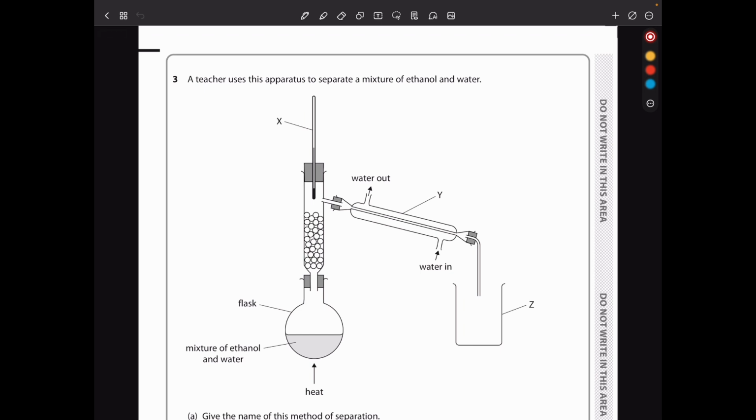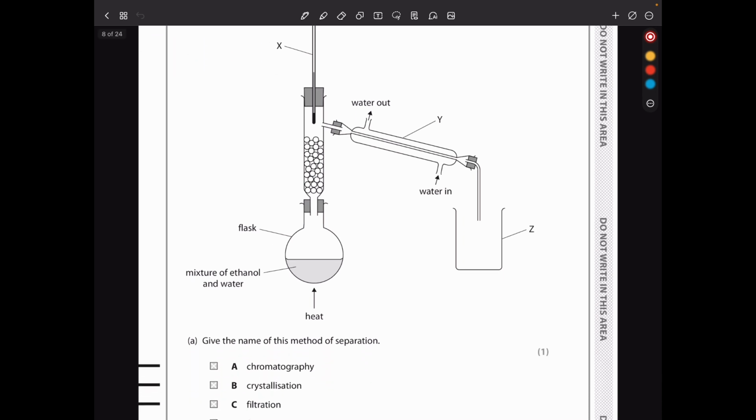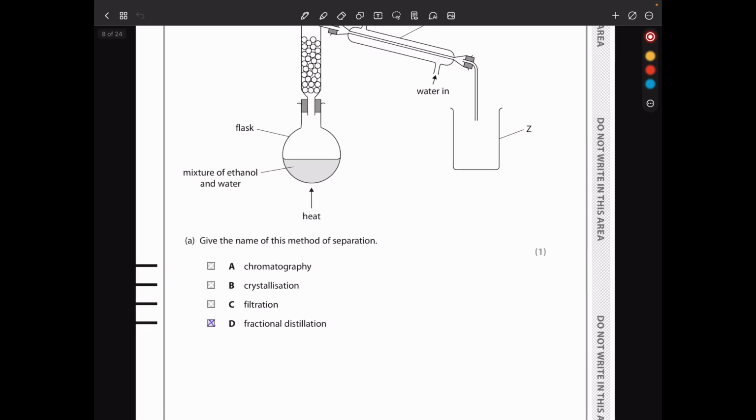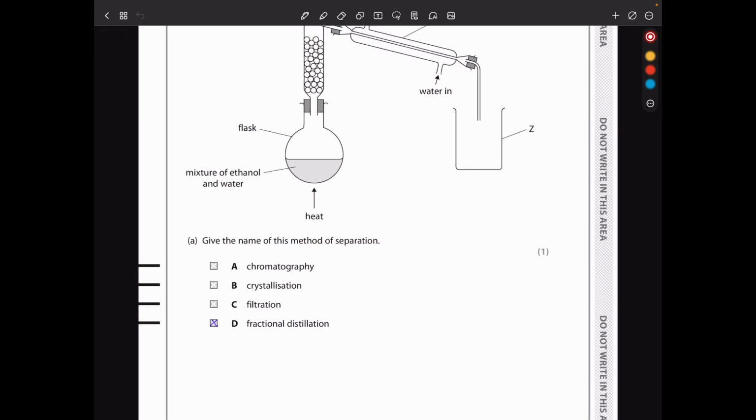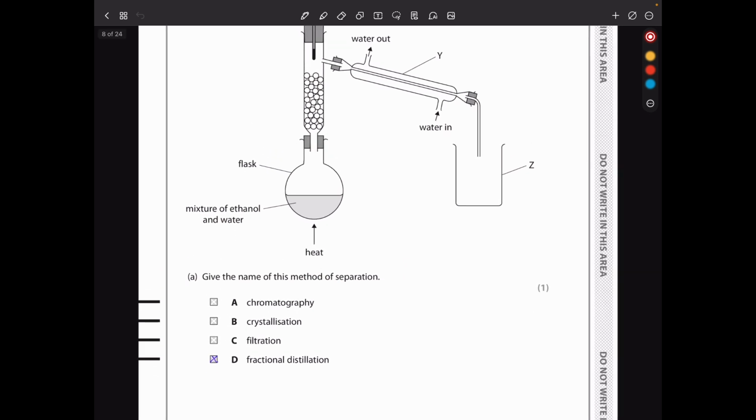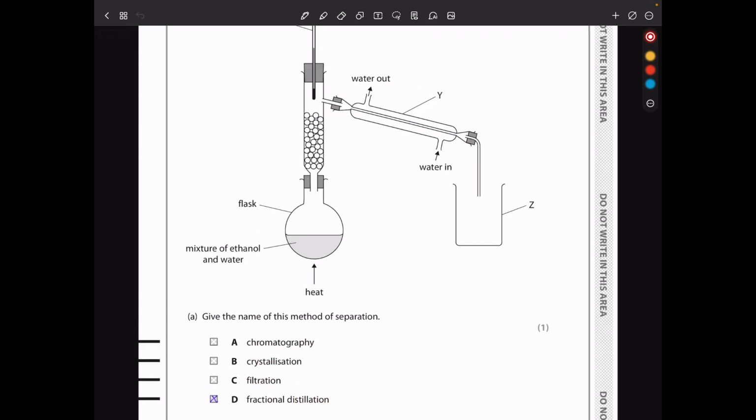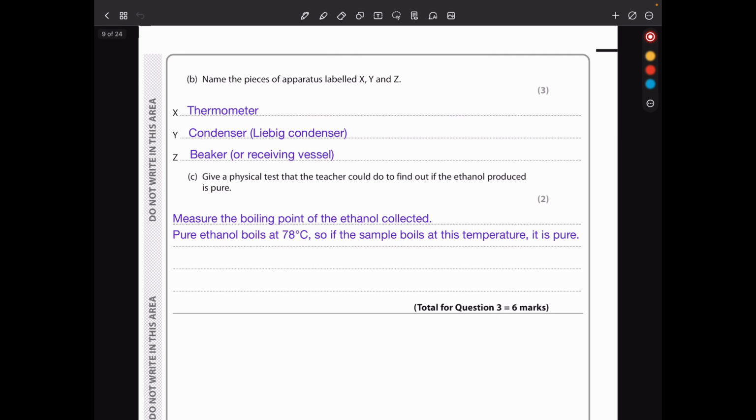Then question 3: a teacher uses this apparatus to separate a mixture of ethanol and water. This is fractional distillation. We can see inside here we have a fractionating column. So they say give the name of this method of separation. This is not chromatography, it's not crystallization or filtration, it's fractional distillation. So the answer should be D.